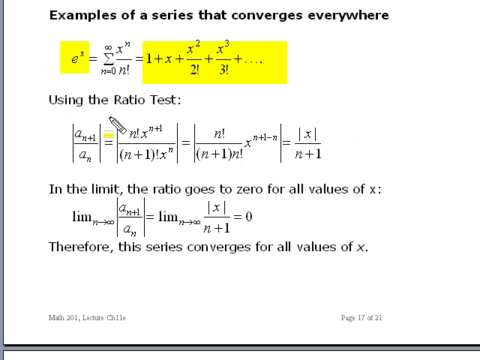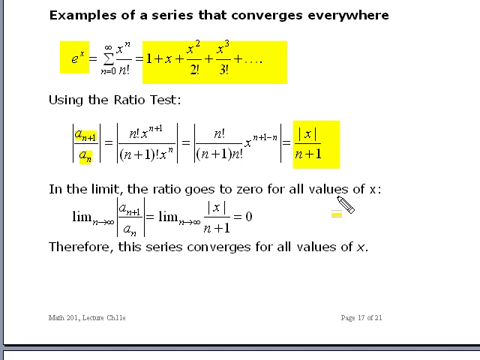So to show this, we're going to use the ratio test. In the ratio test, we take a_(n+1) divided by a_n, with the absolute value because we need those positive values. By doing a little bit of algebra, we end up with absolute value of x divided by n plus 1. Now we can take the limit as n goes to infinity. As n goes to infinity, of course, this goes to 0.